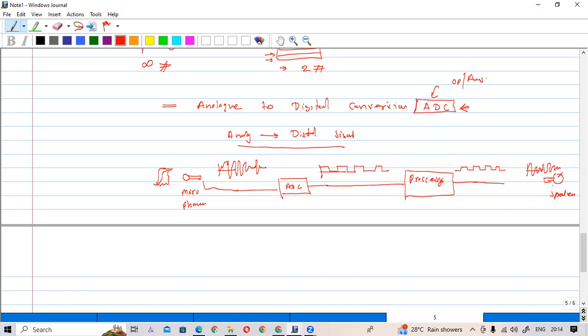So what you have to do is convert this digital signal into analog. That is what we call digital to analog conversion.